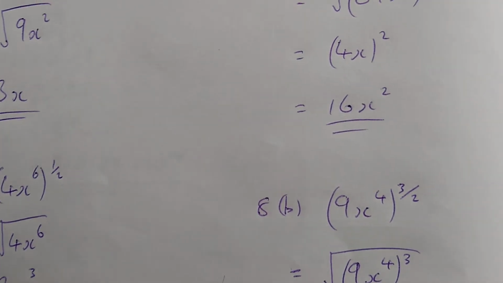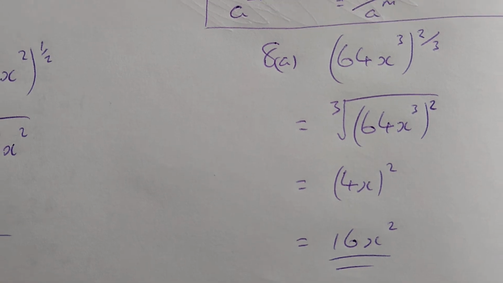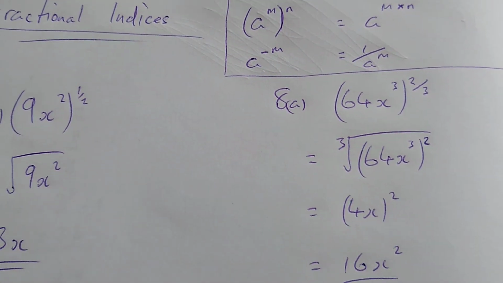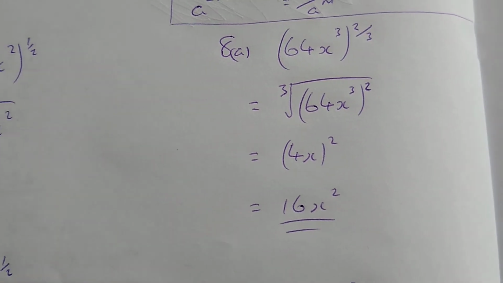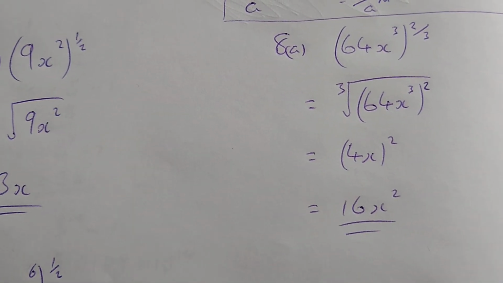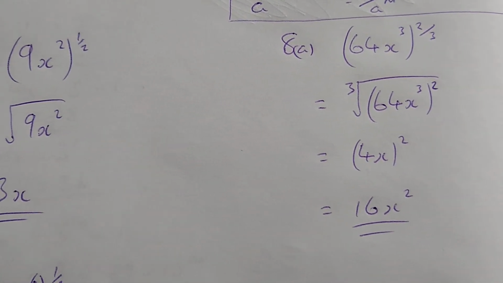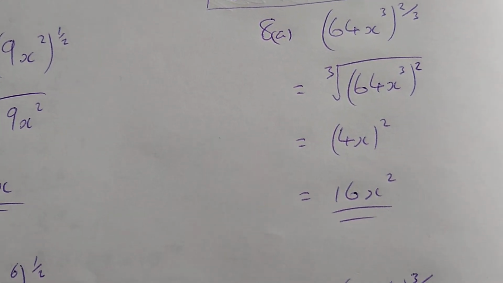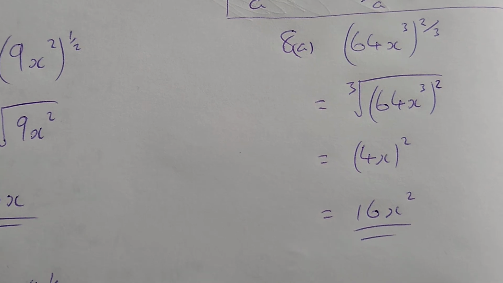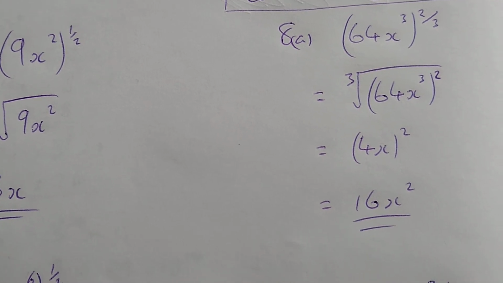Right, let's have a look at number 8. Number 8 is similar to number 7, except we don't have a 1 as the numerator of the fractional index. We have a 2 or a 3 or a 4. So in 8a we have bracket to the power 2/3. So remember, guys, the top number is the power, so I need to do that whole bracket squared.